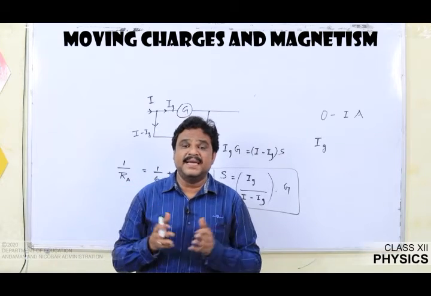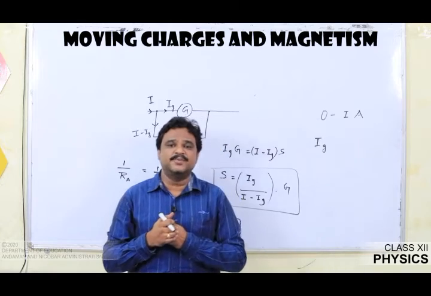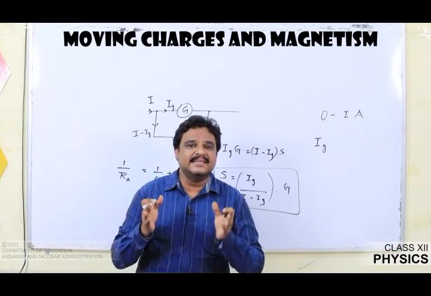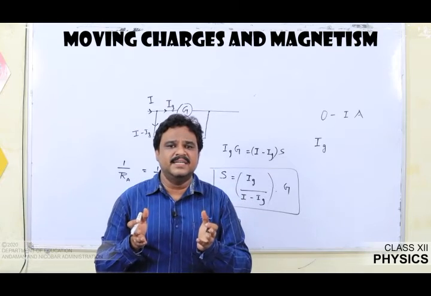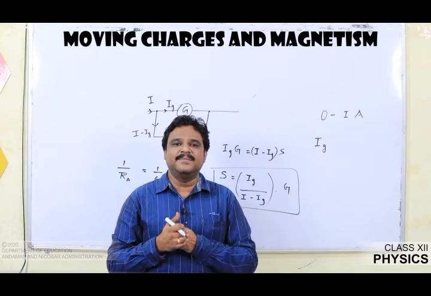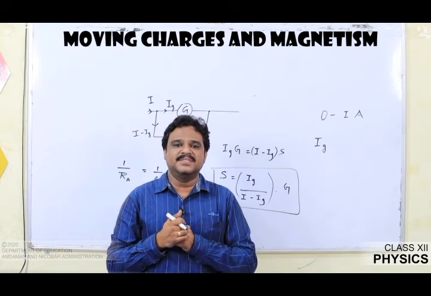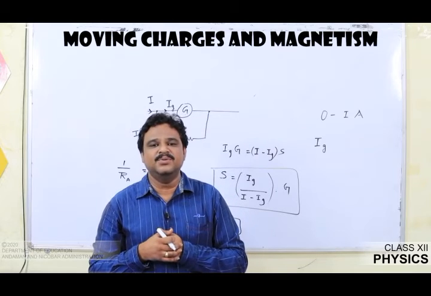So what is the basic reason why it is connected in series? Already I said it is a low resistance instrument. It does not alter the resistance of the circuit. As such, what is the consequence of that? It does not change the current flowing in the circuit, or the current flowing remains unchanged. So that becomes the basic concepts related to conversion of galvanometer into ammeter.